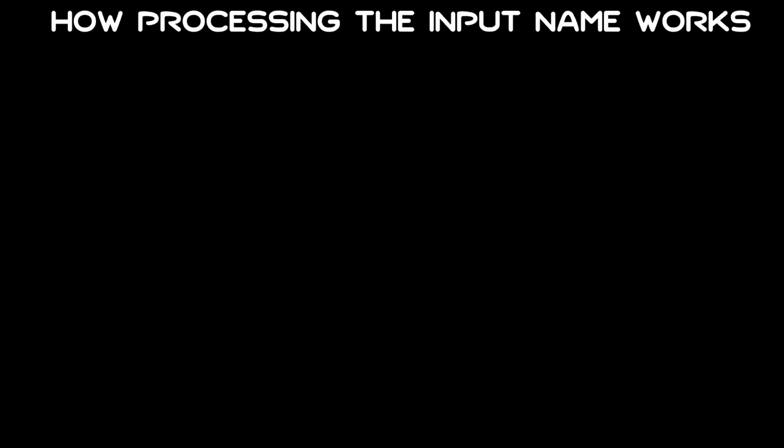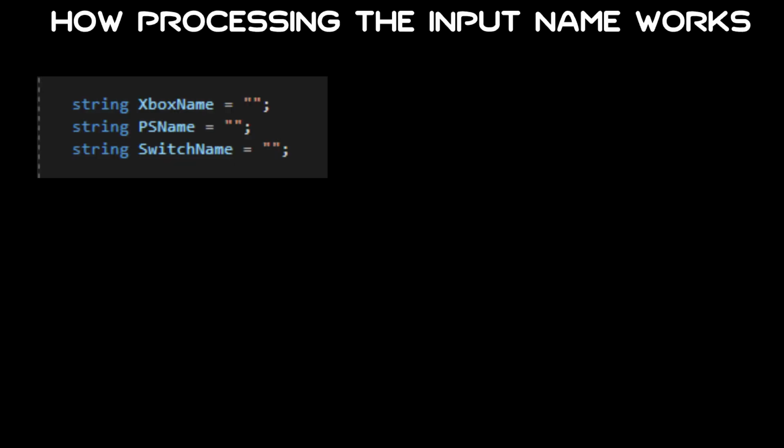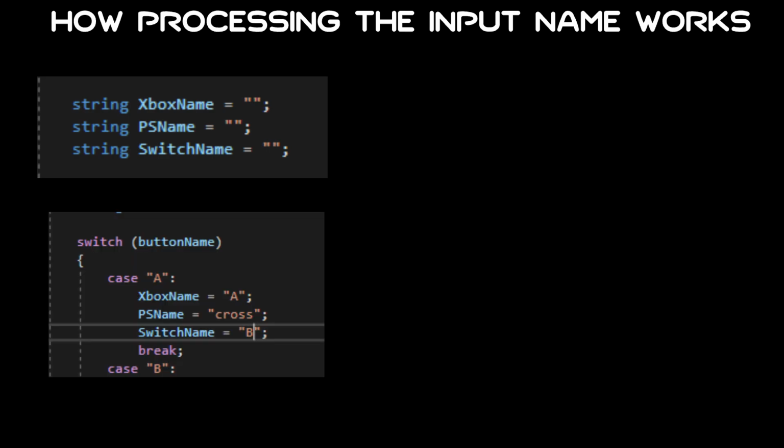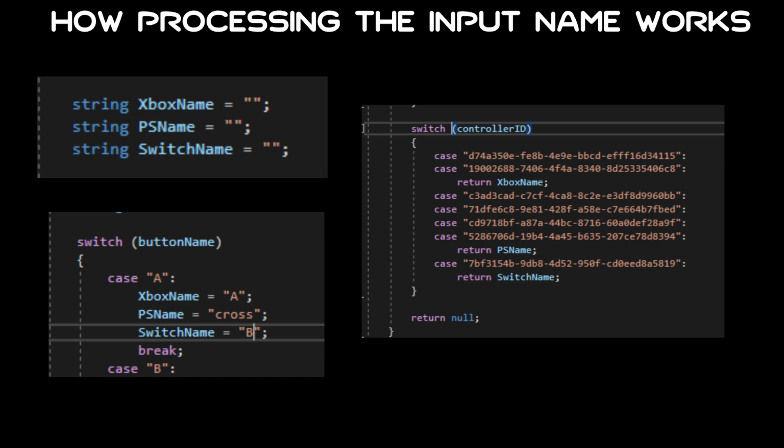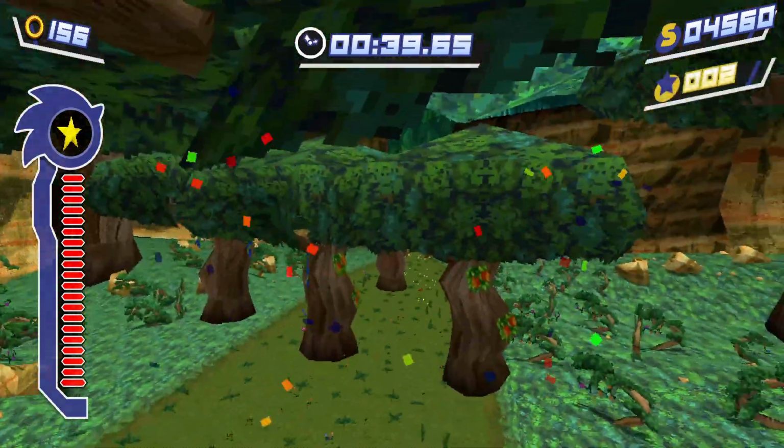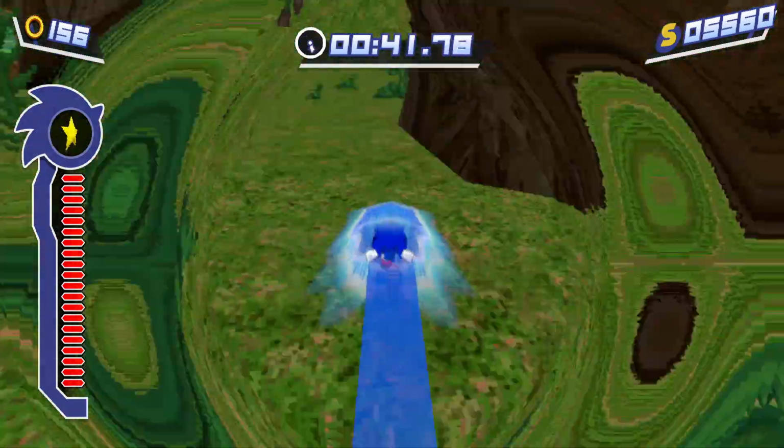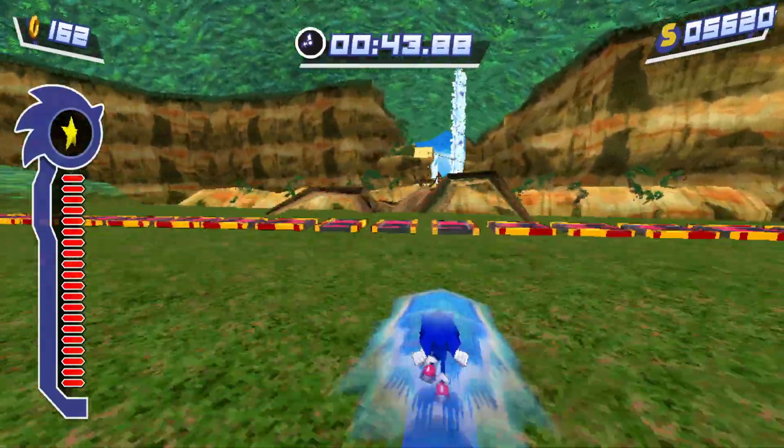The processing for the input text is even simpler. First, make a string for the Xbox button name, PlayStation button name, and Nintendo Switch button name, then make a switch statement to process the parsed button name and set each of the button name variables accordingly. Finally, do one last check to see which controller it is and then return the correct name. Just like that, the names are displaying properly when we set up the hint rings, and it's stupid easy to work with in the editor too.